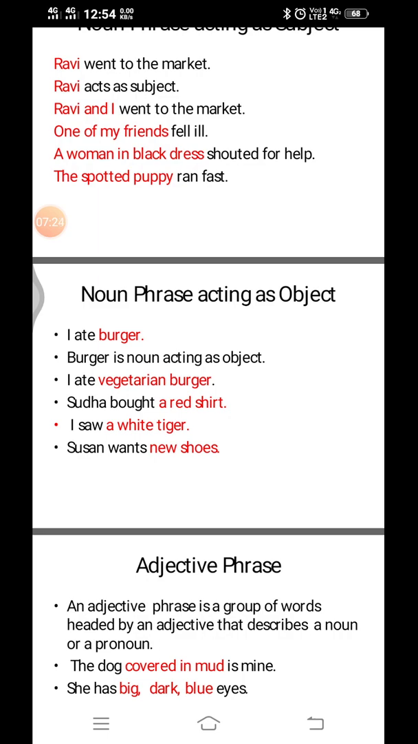I saw a white tiger. So, I saw what? A white tiger. So, a white tiger over here is acting as an object. Susan wants new shoes. Susan wants what? New shoes. So, new shoes over here is acting as an object and it is a noun phrase. I hope noun phrase is clear. So, a noun phrase can act as a subject, it can act as an object.